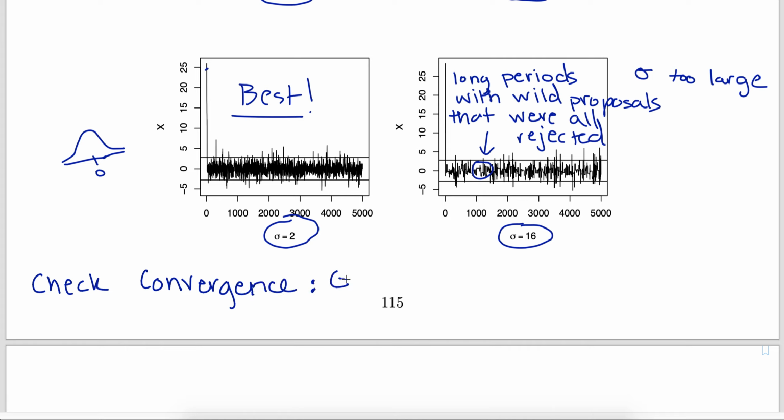And one method again for doing that is Gelman-Rubin, if you want to look into that on your own time.